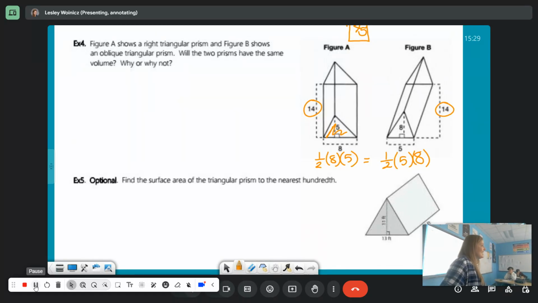Yeah, Cavalieri's principle. Because these two triangular prisms have the same base, they have the same height, they have the same cross-sectional area at every point along that height, by Cavalieri's principle, they will have the same volume.